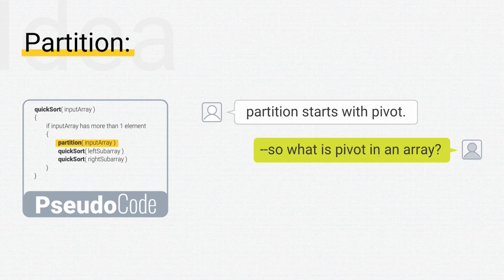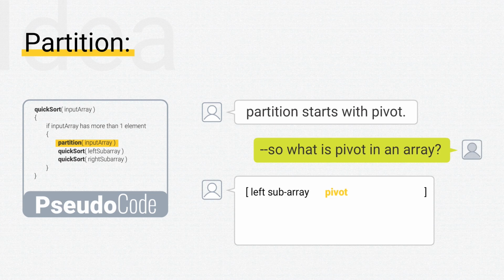So what is pivot in an array? Pivot is just an element in the array. And all the elements to the left of the pivot are smaller than the pivot, while all the elements to the right of the pivot are larger than the pivot. Elements equal to the pivot can go either side, and in this video, we put them on the left.